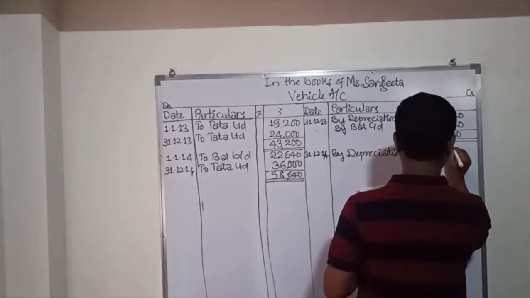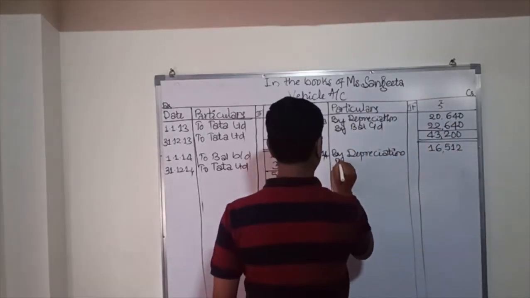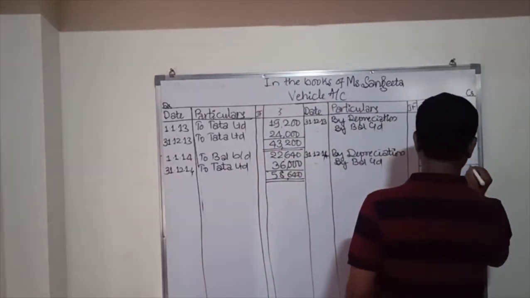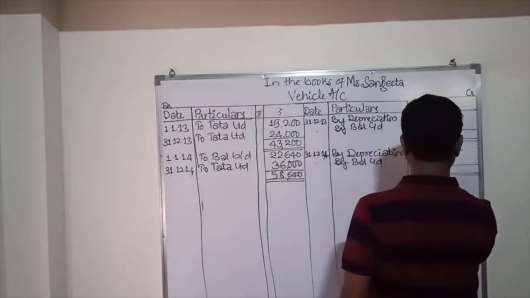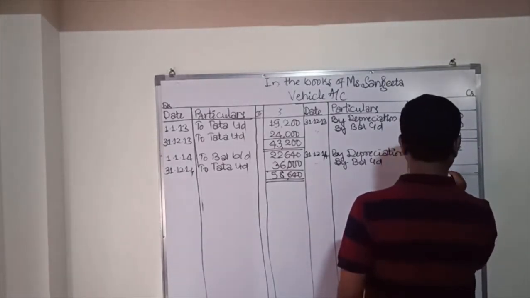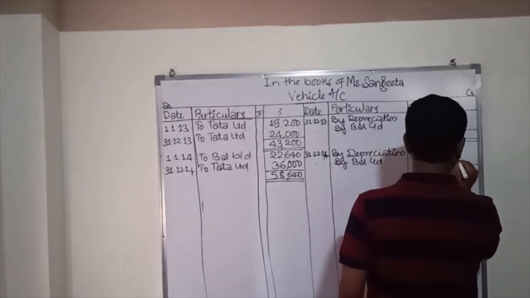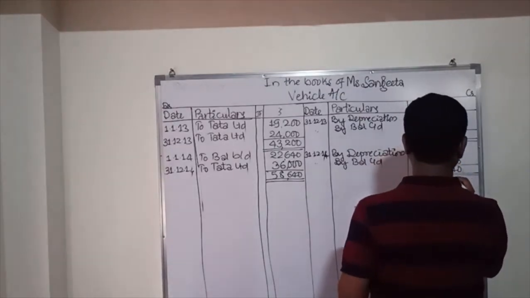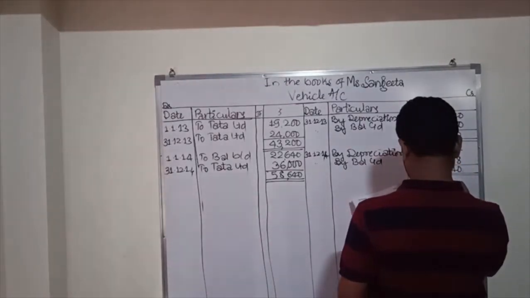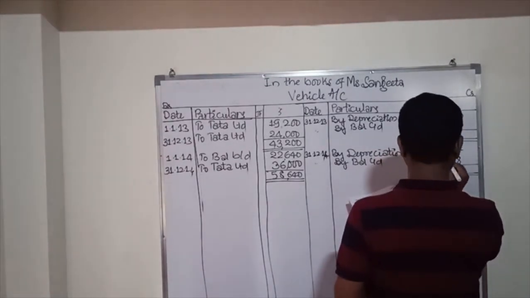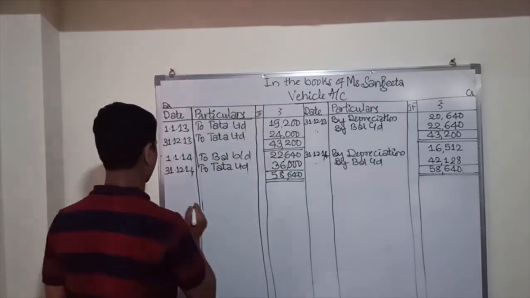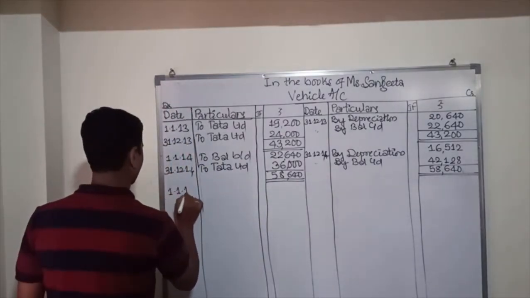Sorry, 512. So now let's do the balancing here. By balance carry down. So let's write down here, it is 58,640. So let's find the difference here. 8 plus 2 10, carry 1, 1 plus 1 2, 2 plus 2 4. It is 5 plus 1 6, 6 plus 2 8. So 42,148. So it is brought down on 1/1/15.